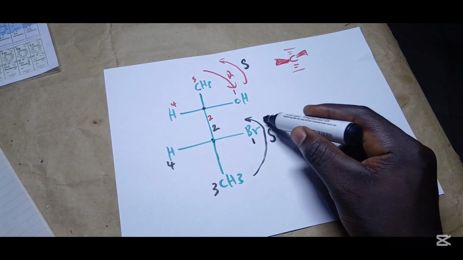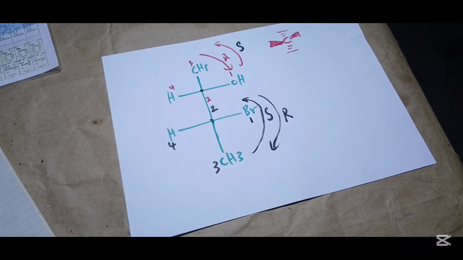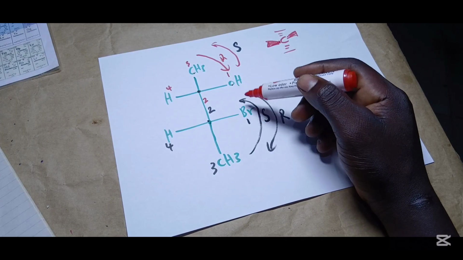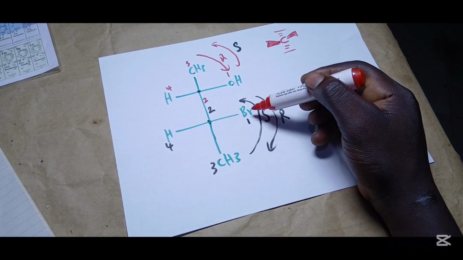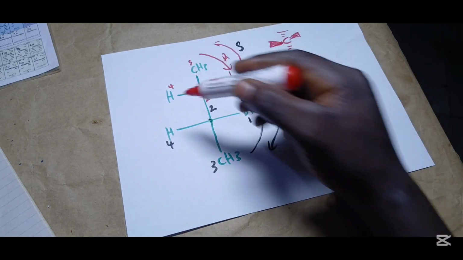So we have to change the configuration to get an R. So we want to give the absolute configuration of this molecule. This molecule is an alcohol, right? You could see that it has an alkyl alcohol. It has an OH group, and then the alkyl and the halide are just substituents. So this molecule is an alcohol.